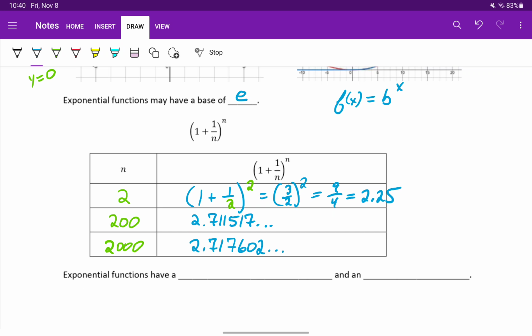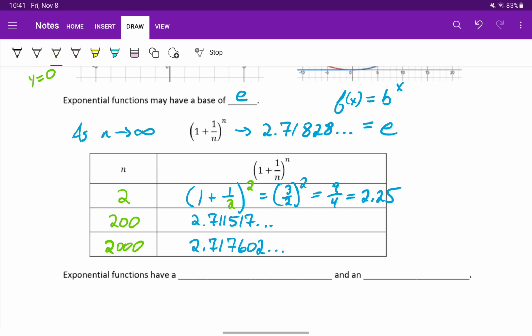And what can actually be shown or proven mathematically is that as n approaches infinity, meaning as we continue plugging in larger and larger values for n, this particular expression is going to approach a specific value, 2.71828, and on and on and on. It's a repeating decimal, but it is a precise specific value that we refer to as e.